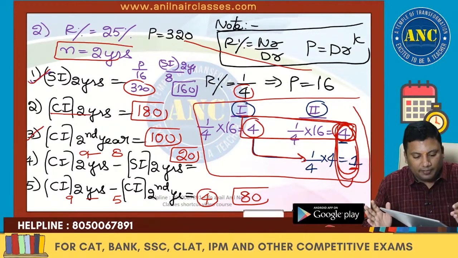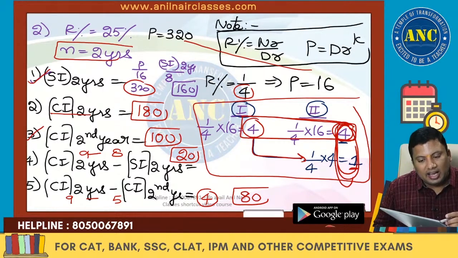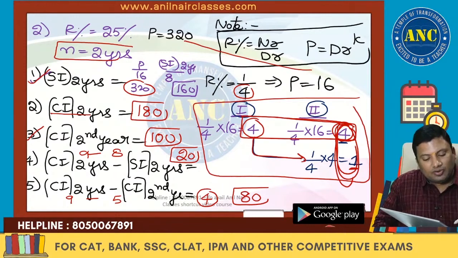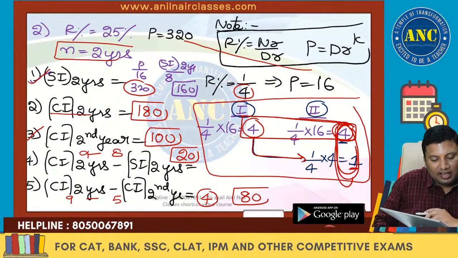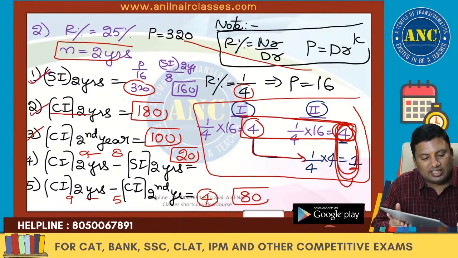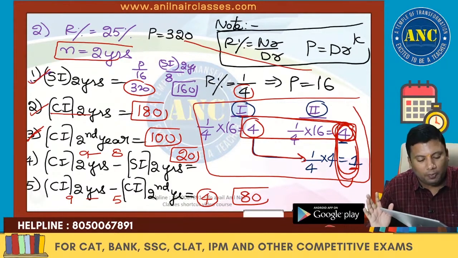Total it is 4 plus 4 plus 1, it is 9. 9 into 20 is 180. I hope CI for 2 years is clear. The difference D is also something you can calculate. I hope it is clear.